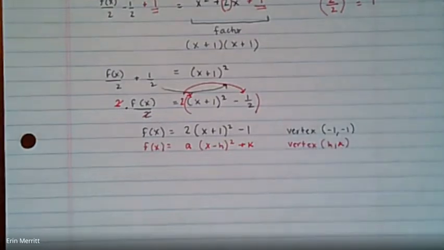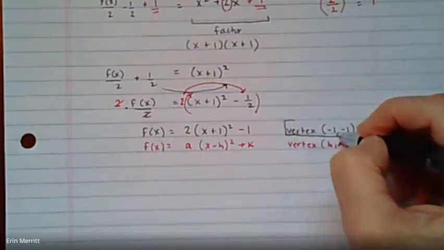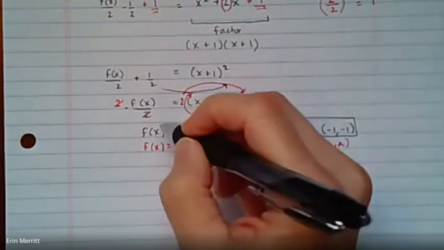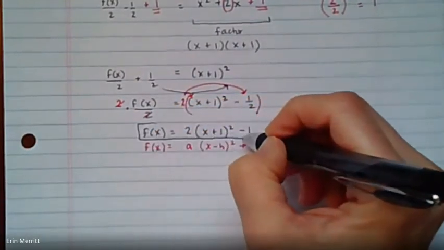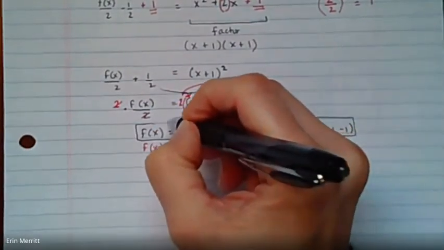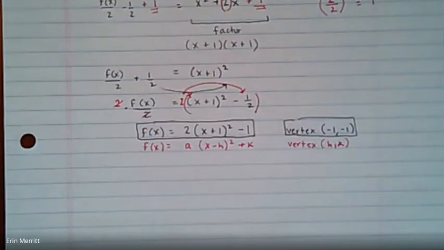What's the 2? Well, the 2 is a vertical stretch. So don't worry about that in terms of determining the vertex, but in terms of what the graph would look like, yeah, it'd be a lot narrower than a typical, like the parent form of the parabola.